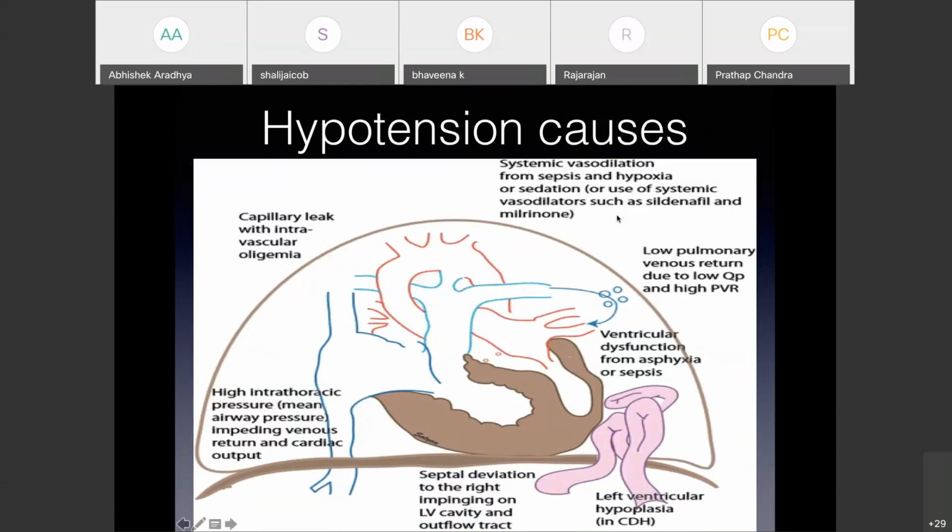Then the systemic vasodilatation, again, as I said, could be because of the usage of drugs such as sildenafil, milrinone, or it can be because of sepsis in itself. Then you also have ventricular dysfunction because of sepsis, and all of this, my friends, will result in severe hypotension, and you need to be aware of that.